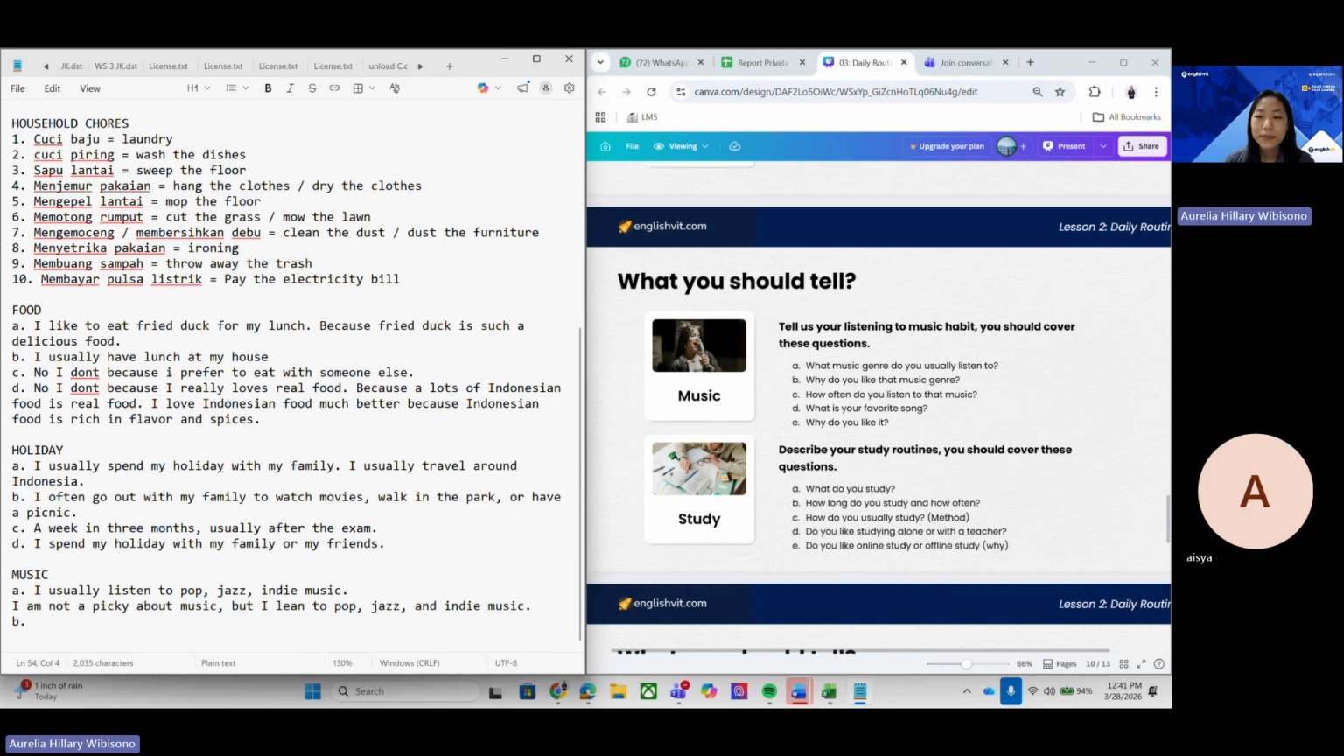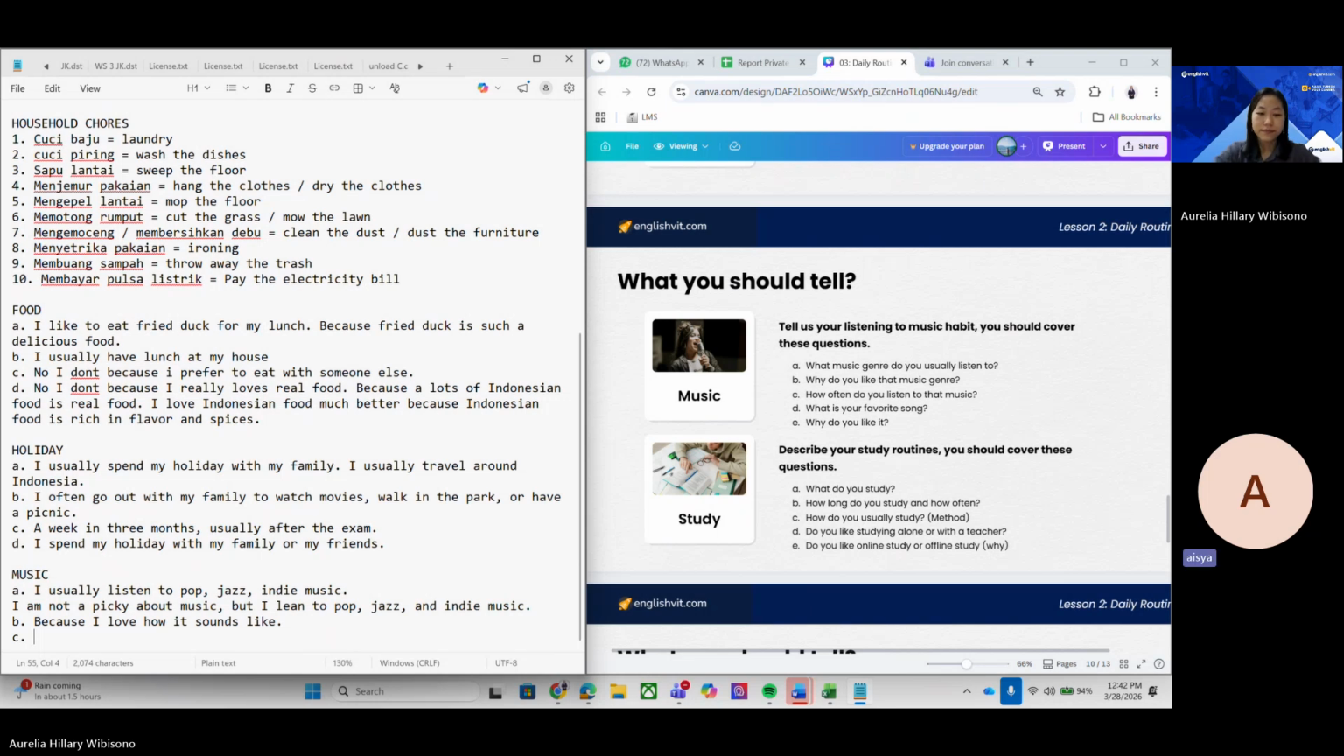Okay. Number two, why do you like that music genre? Because, aku nggak tahu kenapa ya. Because I love how it sounds. Okay, yeah, okay. That's the common reason. I love how it sounds. And how often do you listen to that music?